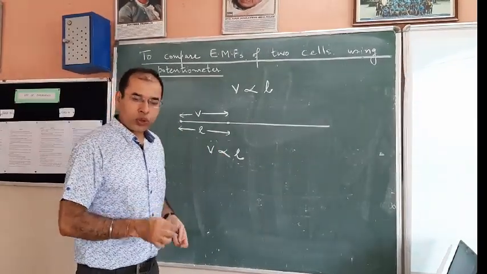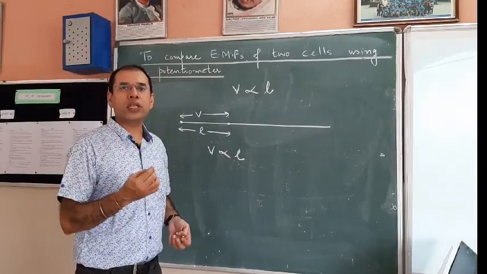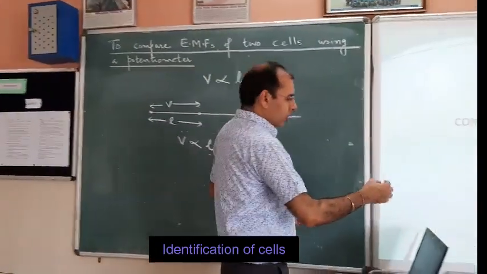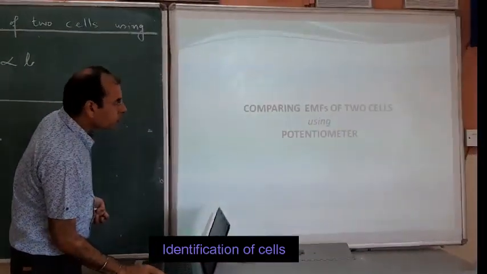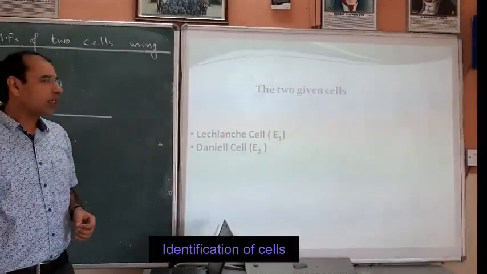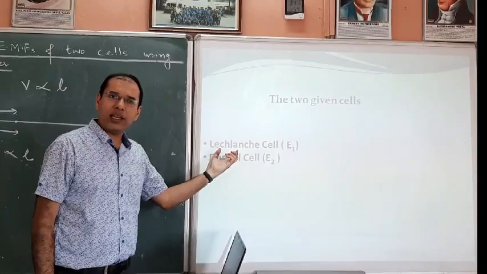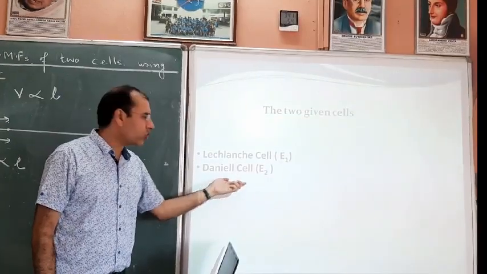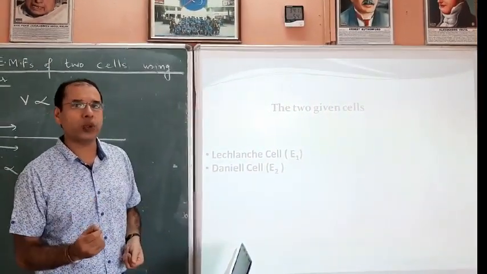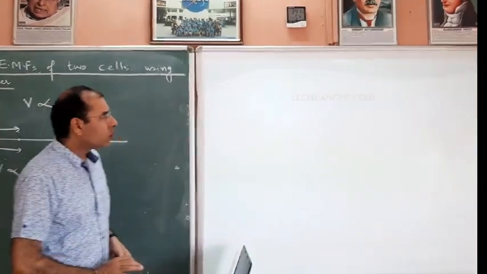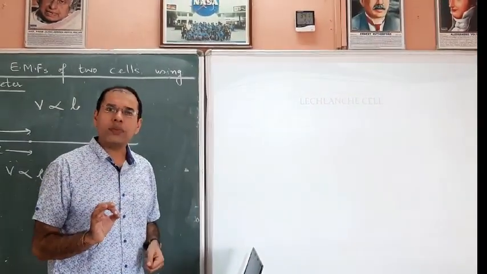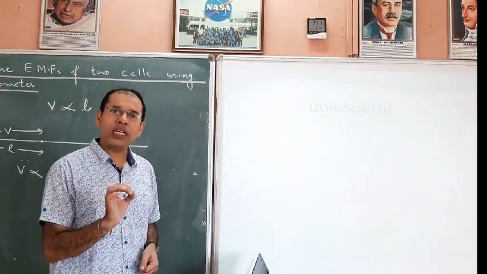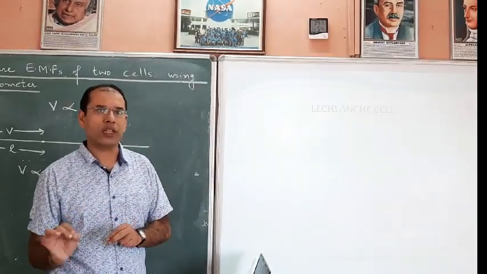But before that, to begin with the experiment, we will first identify the cells that we are going to use. For that, we have taken two cells. The name of one cell is Lagrange cell, which we are going to name as E1. We have another cell called Daniell cell, which we are going to name as E2. Now, the cells are not in our curriculum at the moment, so we will not go into the details of these cells, but we will only consider those parts of the cell which are meaningful for this experiment.